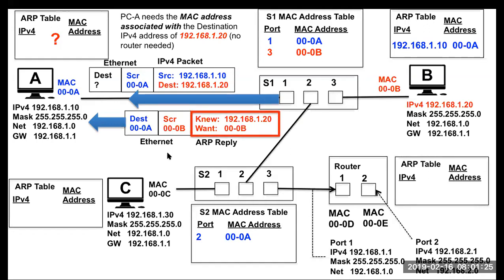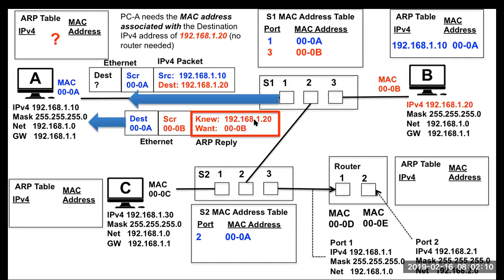Not too long, it happens pretty quick, a lot quicker than me talking about it. Thank goodness. And it says, this is what I've been waiting for. I knew the IPv4 address, I've been wanting the MAC address associated with it. This is the sender of the ARP reply's IPv4 address and MAC address. So here it comes into PCA. And I also want to mention the ARP reply also contains what we call the target, who this ARP reply is for, the IPv4 address of A and its MAC address.